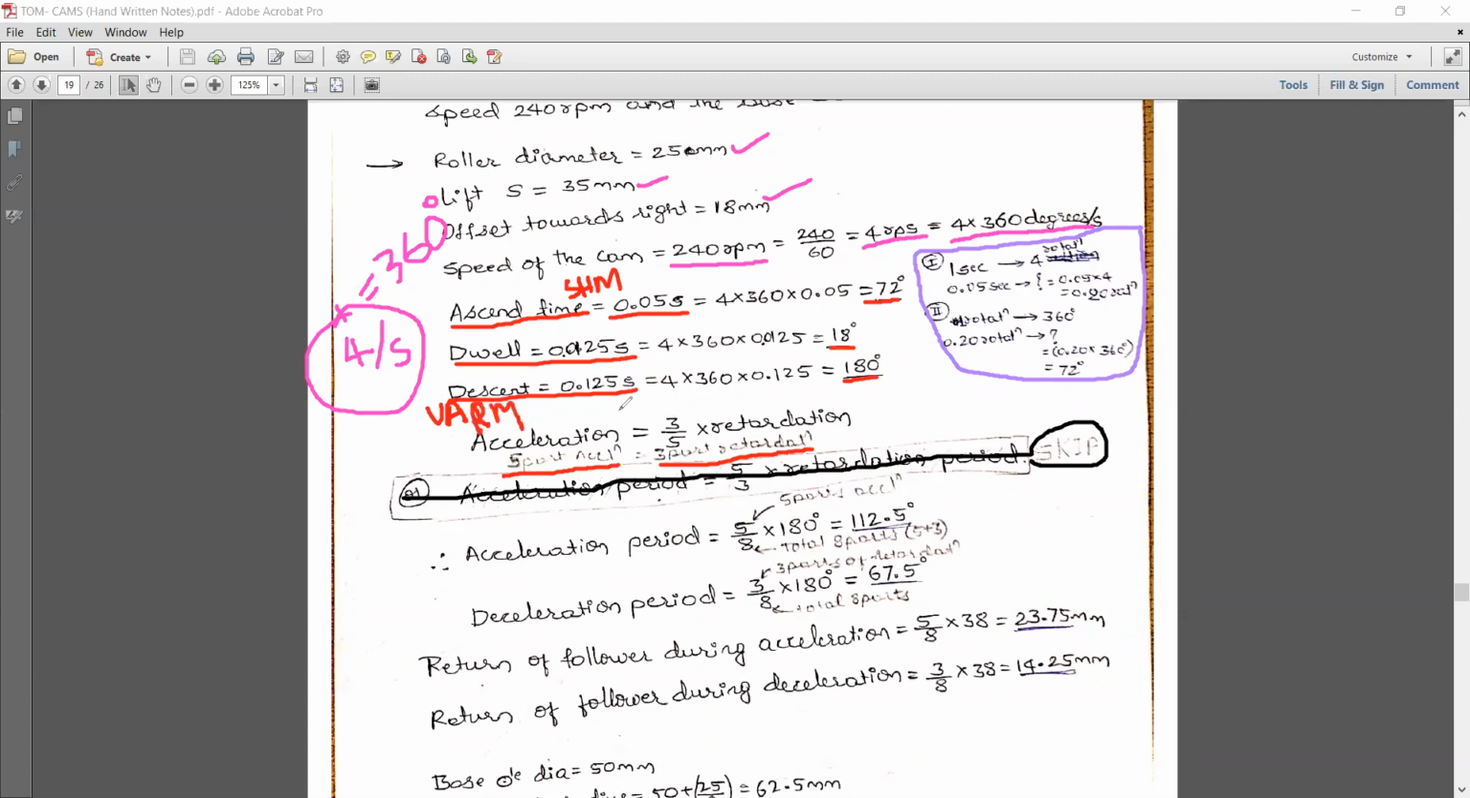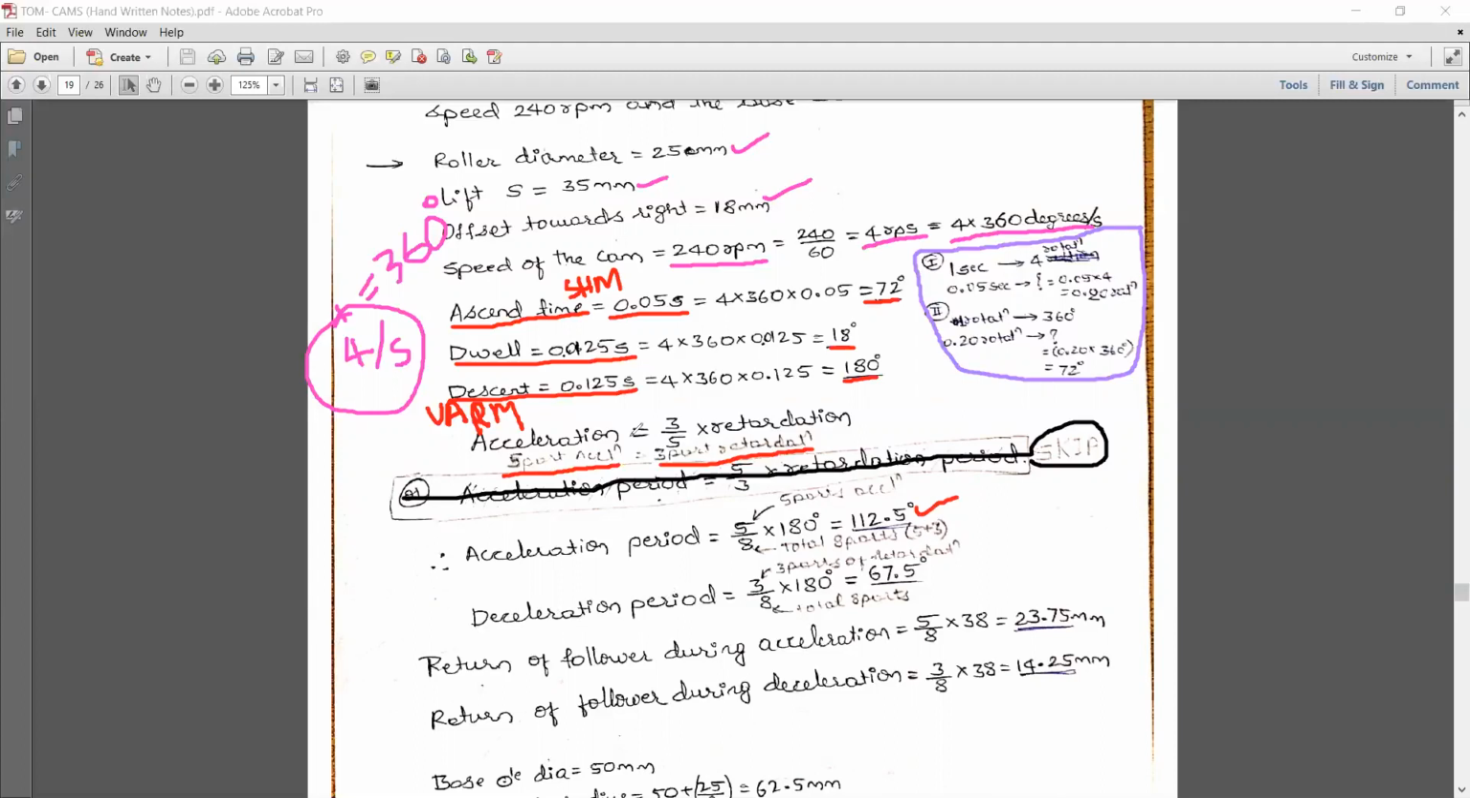Correct? So this acceleration and retardation is happening during UARM, right? So in this 180 degrees, all this acceleration and retardation is happening. So what I'm doing is calculating how many parts are acceleration and how many parts are retardation. Acceleration period is 5 out of the total 8 parts multiplied by 180 degrees, you get 112.5 degrees. Among this 180 degrees, 112.5 degrees belongs to acceleration. Clear? Okay.